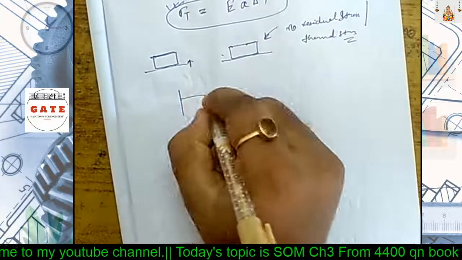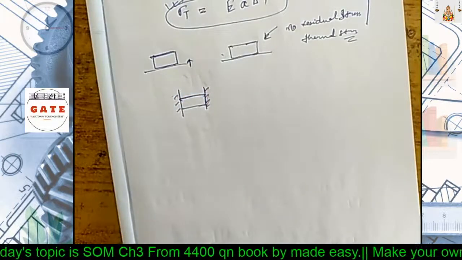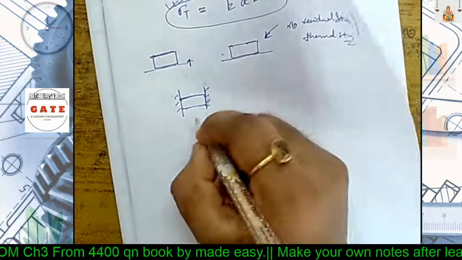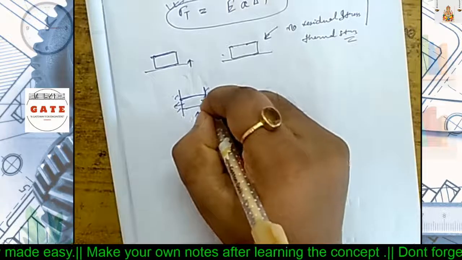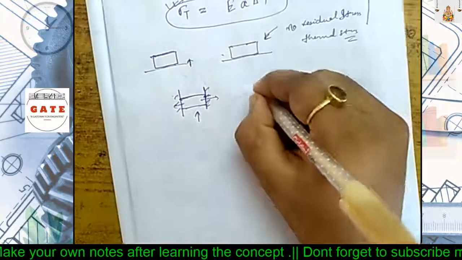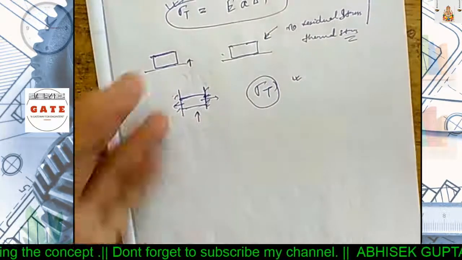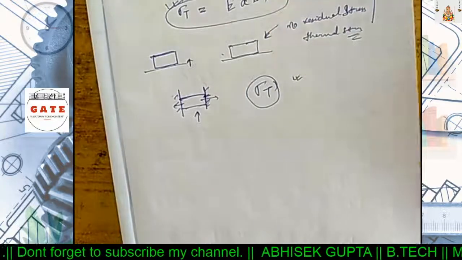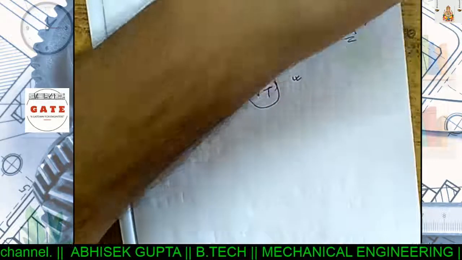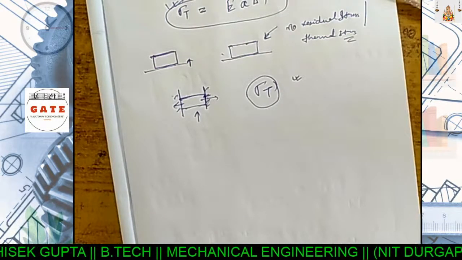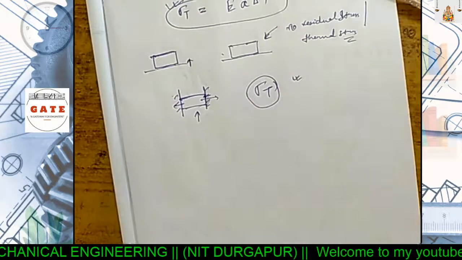But if the bar is fixed from both sides and is not able to move, then when temperature rises, it will try to expand, but the wall will hold it, and thermal stress will be developed in the bar, which will be compressive in nature. So this way thermal stresses act. If the object is free to settle in the space, no stresses will be developed, but if it is restricted in that space, stresses will be developed.